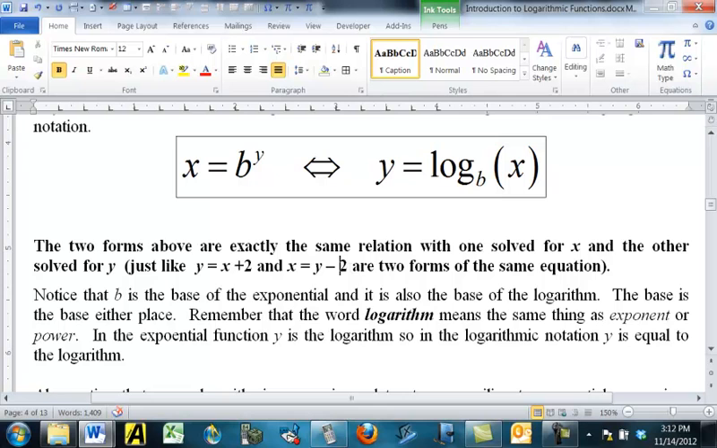It's just like if you said y equals x plus 2 and you said x equals y minus 2. Those are two forms of the same equation. They're actually saying the same thing. They're the same relationship. So these are just two different ways to say the same relationship, and we can take this as our definition of what we mean by logarithmic notation. So when you see this notation on the right, it means the notation on the left.